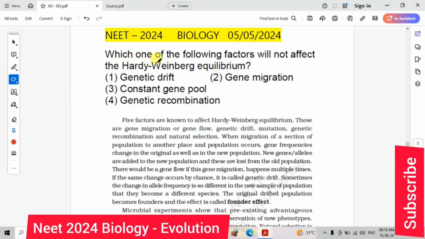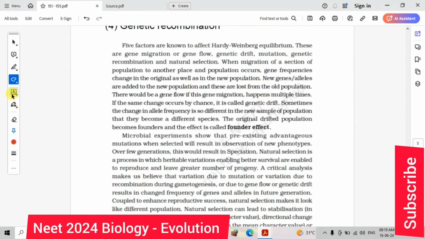Biology NEET 2024. Which of the following factors will not affect the Hardy-Weinberg equilibrium? And it is option 3, constant gene pool is the answer. You can see the NCERT lines here, the NCERT topic from the chapter known as evolution.